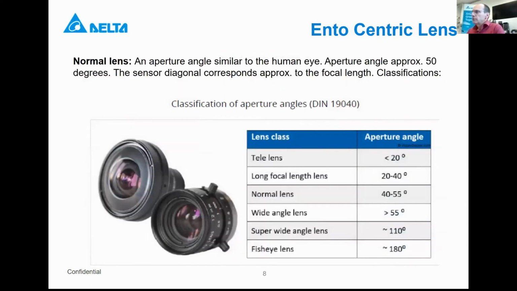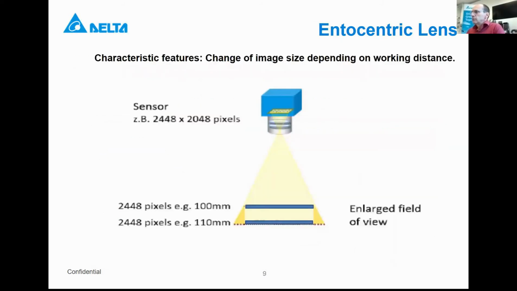A little bit about the angles that we can use with the lenses. A telecentric lens has an angle lower than 20 degrees. A normal lens is between 40 and 55. And if you go to wide angle lenses, then it's bigger than 55 degrees angle. Fish eye we don't use with machine vision. That makes no sense to do. Your field of view will be very large, but you also get a lot of distortion of your device in your camera. So depending on your working distance, you have a field of view.